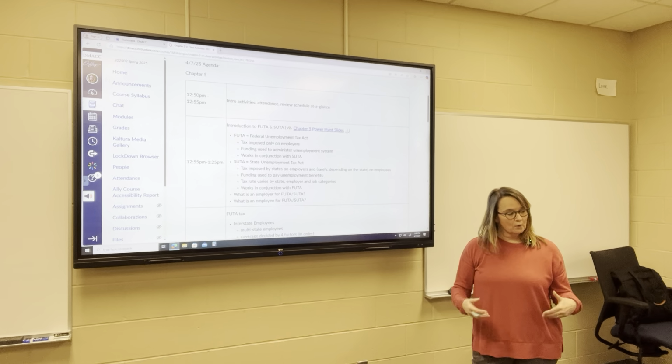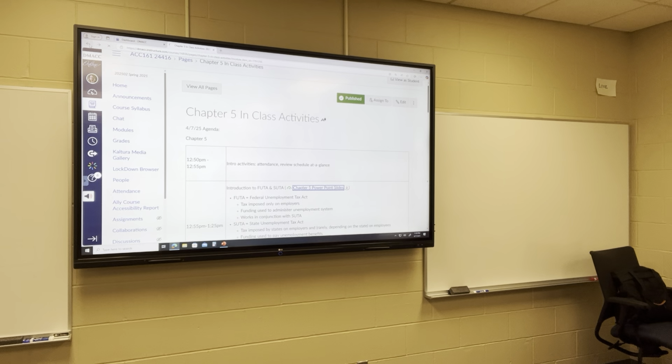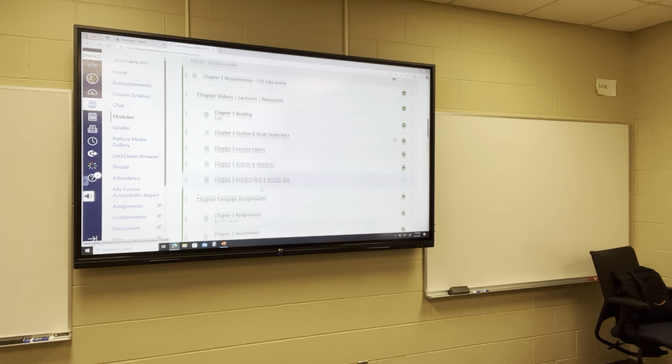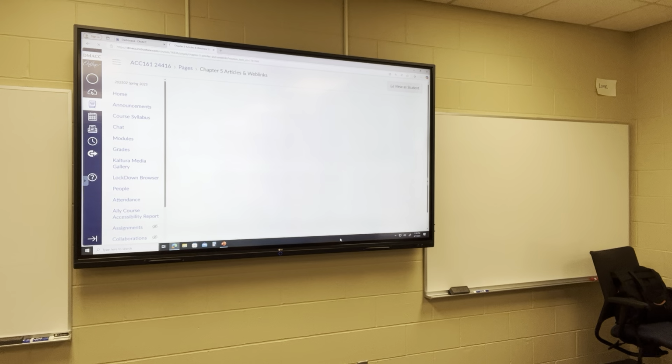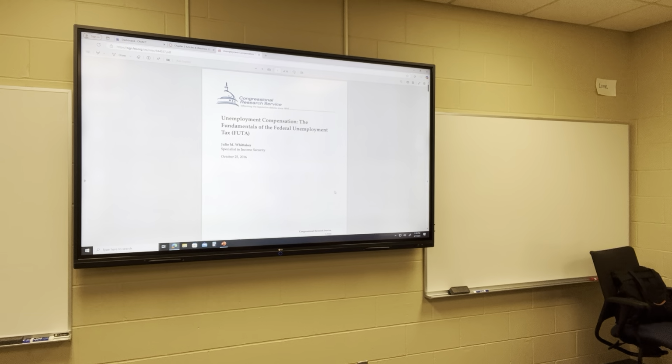All right, so here are the basic objectives for this chapter. We will get into some calculations, but of course we've got to get a little background. Oh, one thing I wanted to point out before we get started here. In the module, there are a couple of links that I have put in that give you a little bit of background on the history of unemployment tax and some basic facts about the unemployment tax.